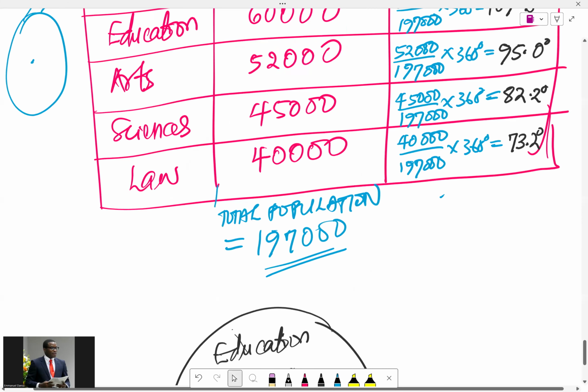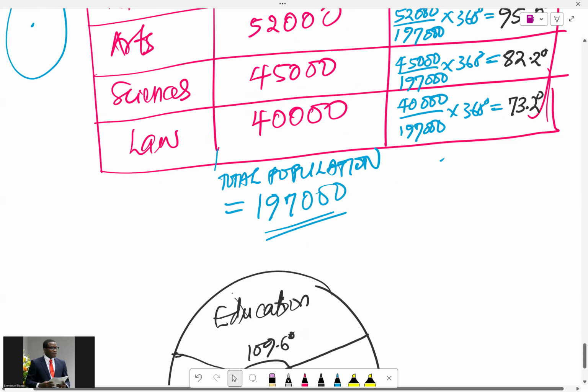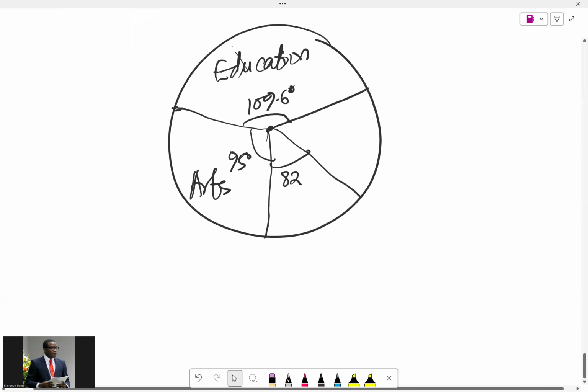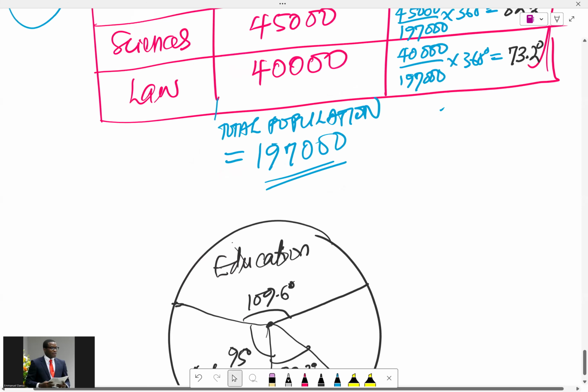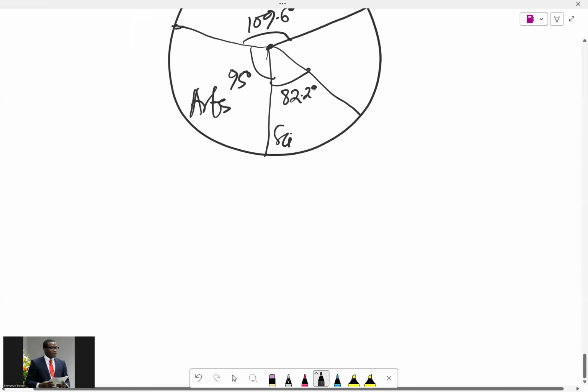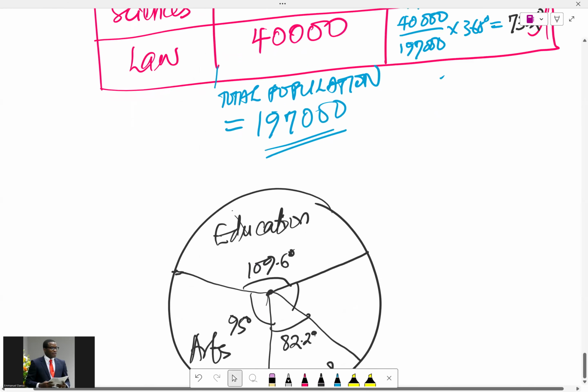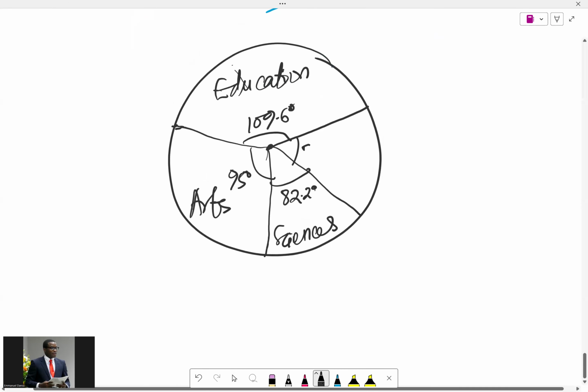And then the last one is 73.2. So, obviously 82.2 is bigger than 73.2. So you just have that left for only two of them. So you can take the larger share. Maybe that's too large. Something like this. So you can do it accurately. So this is 82.2 degrees, and that is for sciences. And then lastly, automatically whatever is left should be 73.2 for law. That's 73.2 degrees for law.